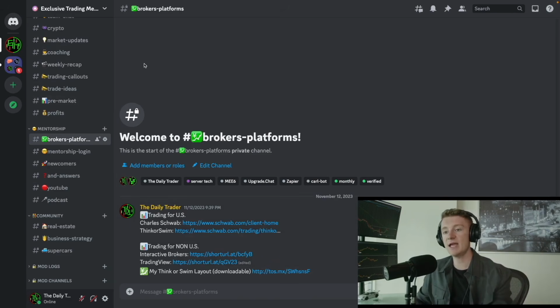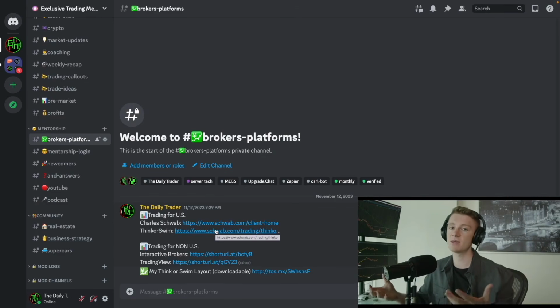Now, if you are trading outside of the US, you need the ability to be able to trade options. So interactive brokers is what I would recommend. Interactive brokers is going to allow you to trade options. You're going to learn obviously what options are, how options work, how to actually trade options moving forward, but just know that you have to be approved to trade options on both Charles Schwab and on interactive brokers to then be able to utilize the full system that you're going to learn.